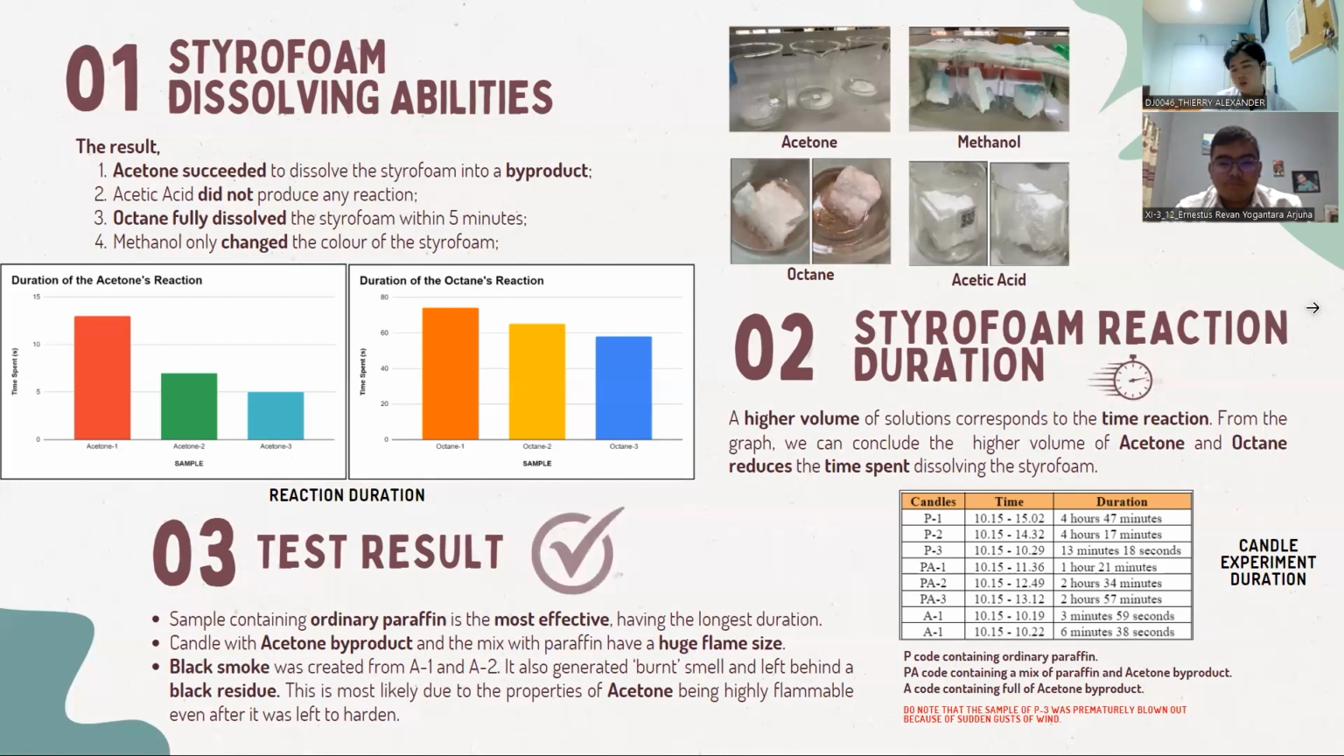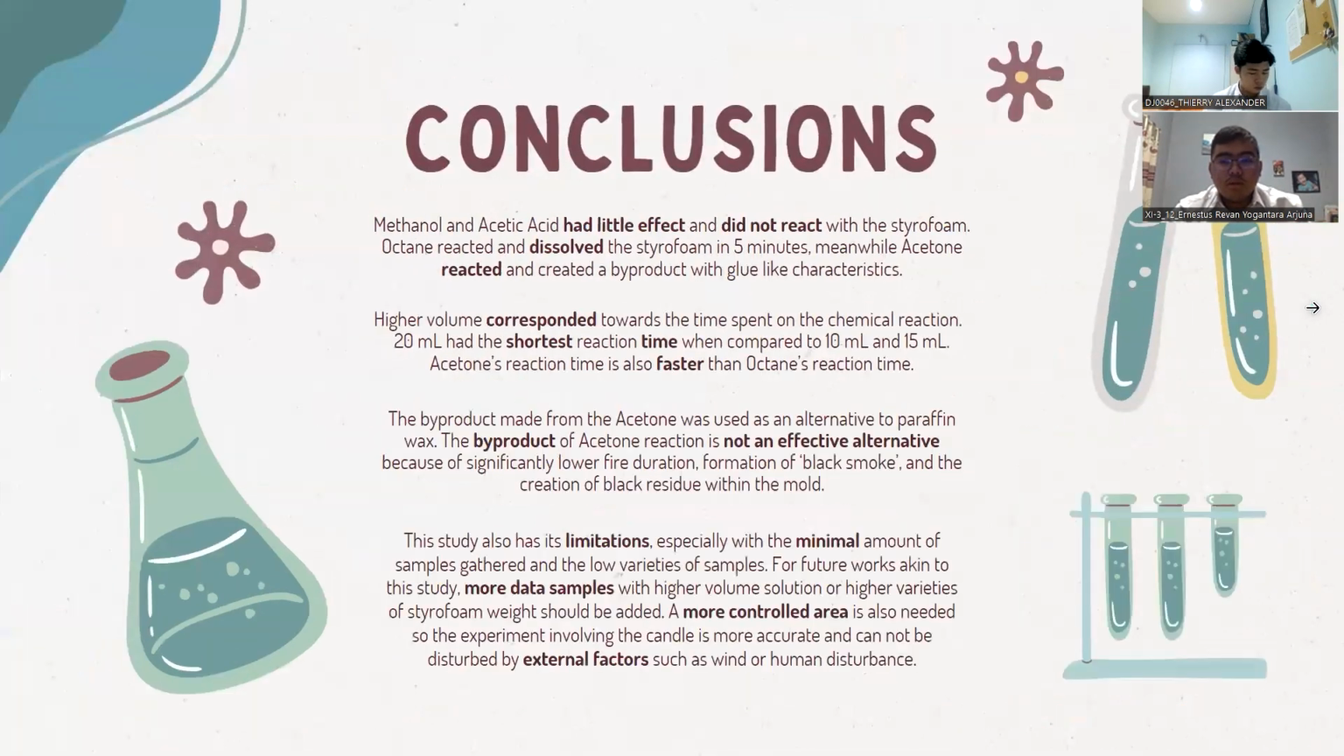Finally, we get to the conclusion, where methanol and acetic acid had little effect. Meanwhile, the octane dissolved the styrofoam and acetone created a byproduct. We found that the higher volume corresponds with the time spent as well, where 20 milliliters has the shortest reaction time when compared to 10 milliliters or 15 milliliters. And acetone's reaction time is also faster compared to octane.